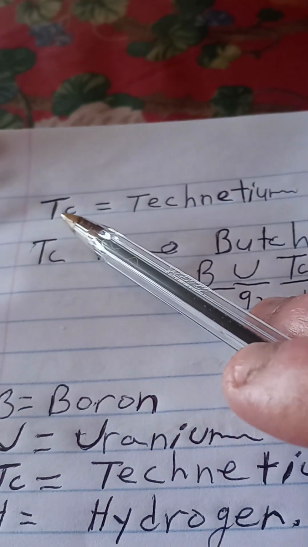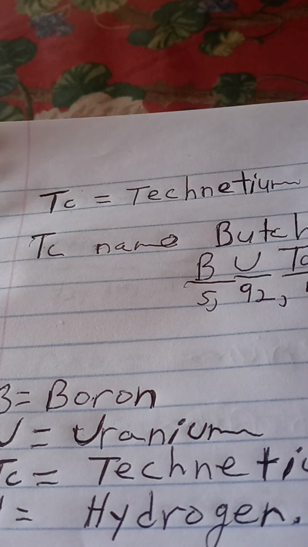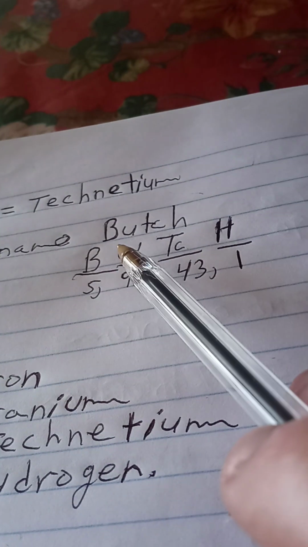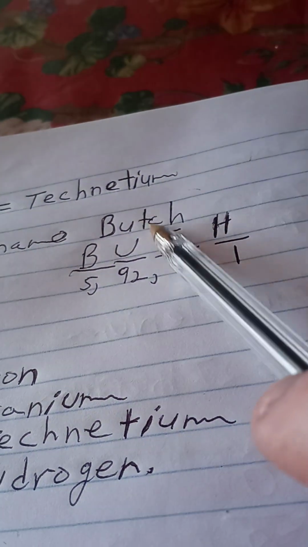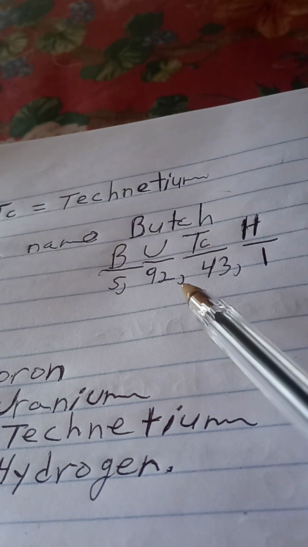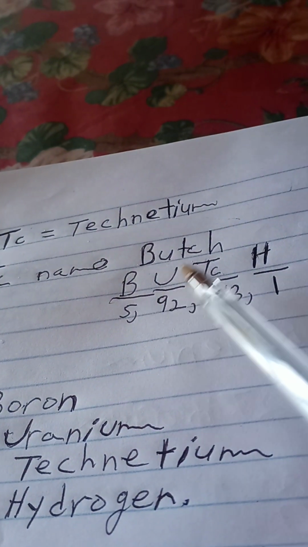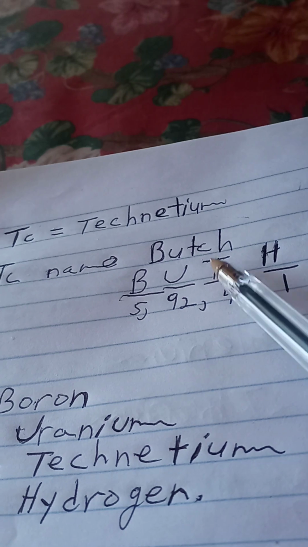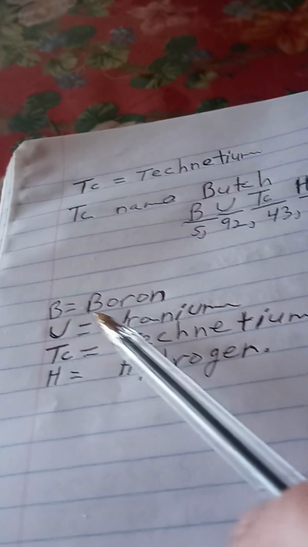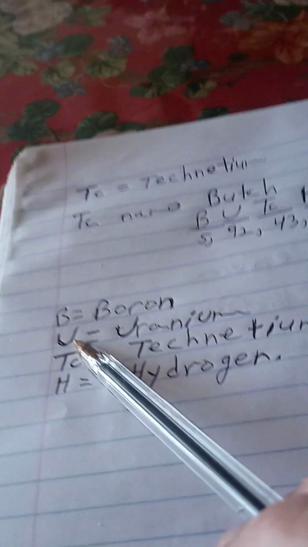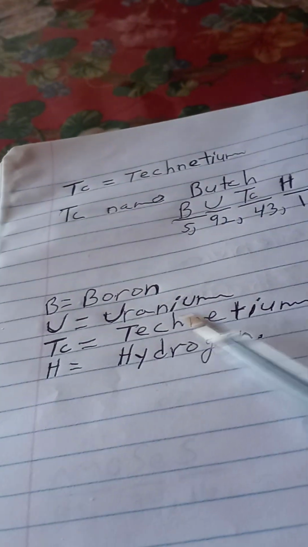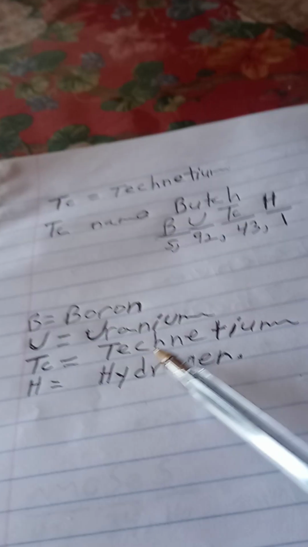But let's say you want to remember other chemical symbols at the same time. Well, you got the capital C, you got the capital T and a small c for technetium. You can make the name Butch. Butch is spelled B-U-T-C-H. If you rewrite it into chemical symbols, you get capital B, capital U, capital T with a small c, and a capital H. And you look down here: capital B is for boron, B-O-R-O-N. Capital U is for uranium, U-R-A-N-I-U-M.